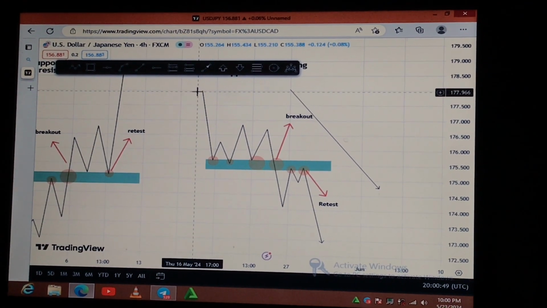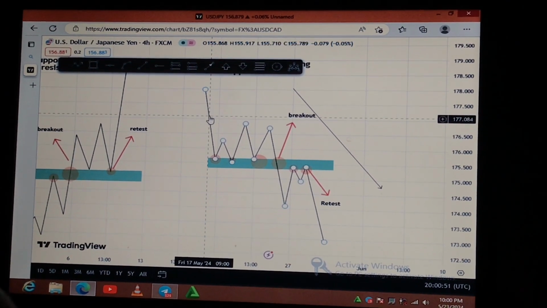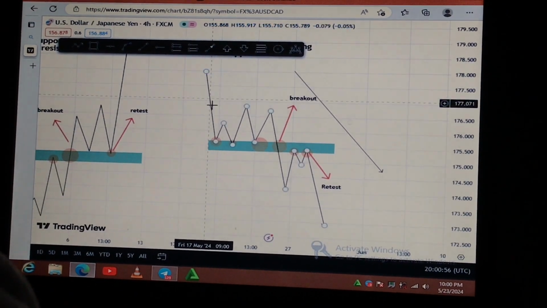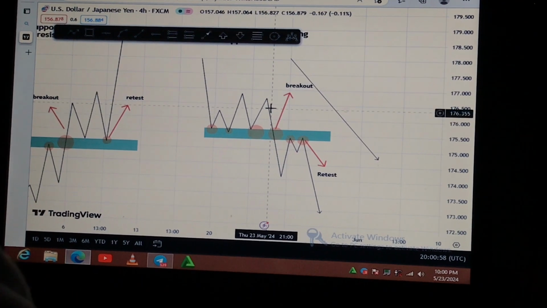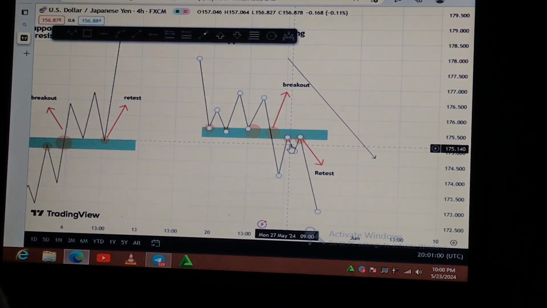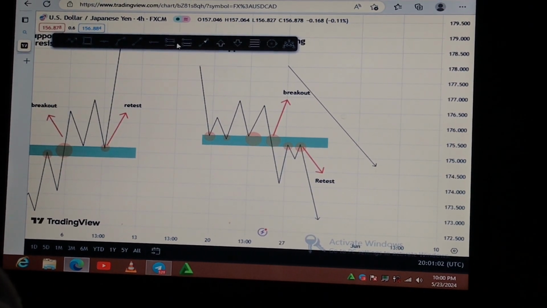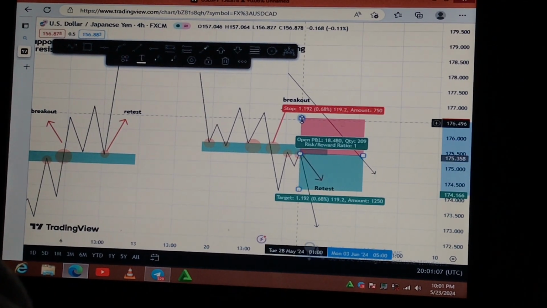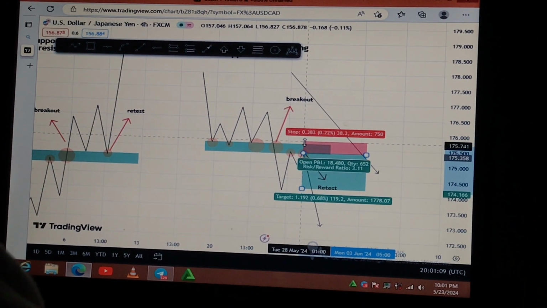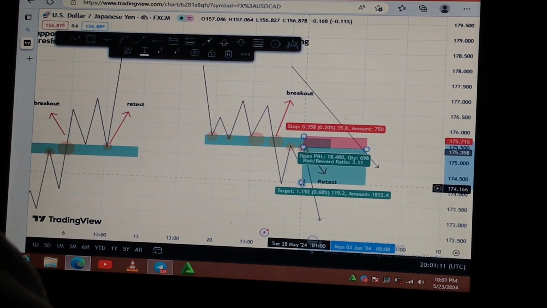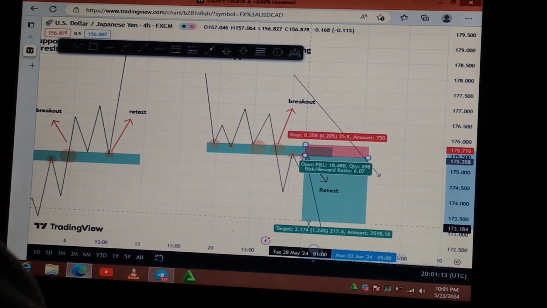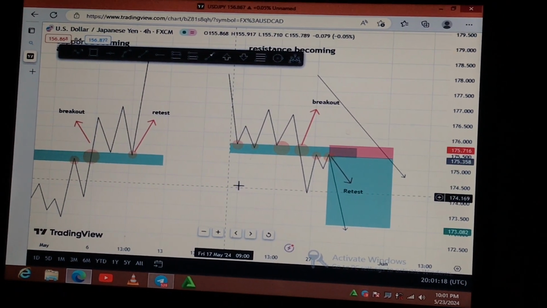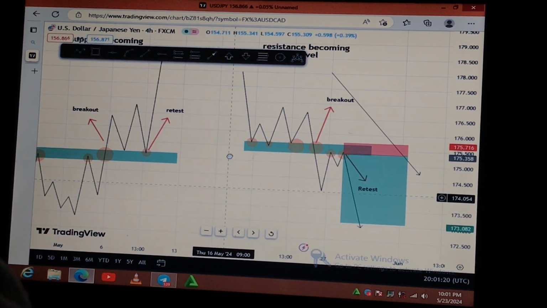Let's say you couldn't enter yourselves right here, and then you wait for the market to play around. It gave us a drop and then it consolidated and then it broke out, gave us a retest. Then that's when you're gonna jump in. As soon as the market gives you a retest, you're gonna put your stop loss above your zone, and then you're gonna take profit wherever you wanna take it. So yeah, it's as simple as that. That's how support and resistance works.